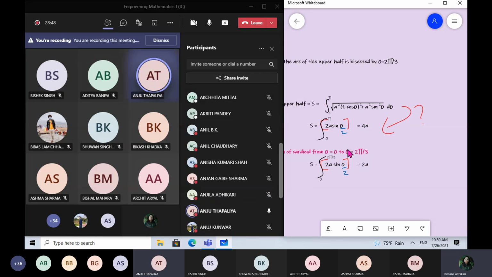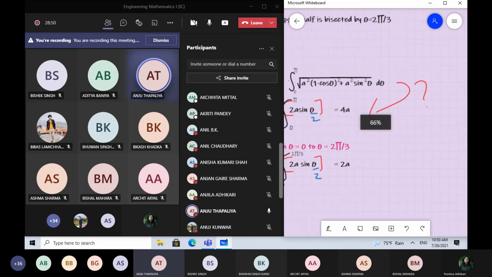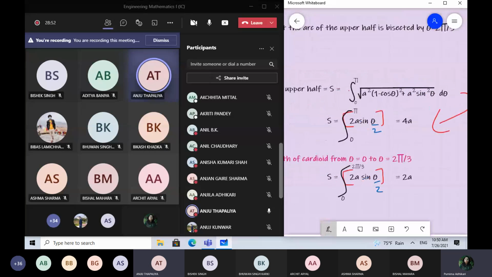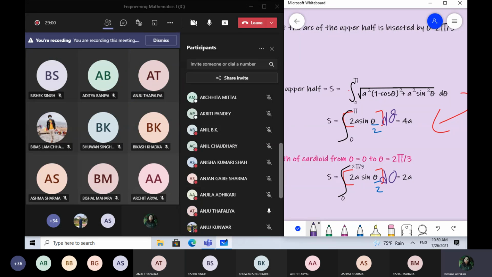Okay, I'll do it again. Yeah, I missed out d theta. Maybe that confused you. But if you follow the integration from above, you shouldn't have this type of confusion.